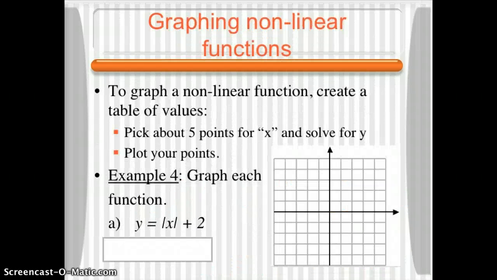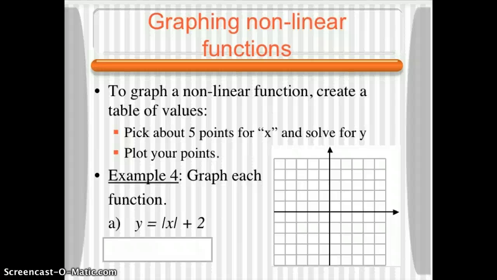Okay. All right, sometimes you have to graph nonlinear functions. So nonlinear means it's not going to be a line. Graphing nonlinear functions is very similar to graphing linear functions. You can make a table of values. I like this method because it works for all types of functions. You usually want to pick about 5 points for x and solve for y and then plot your point.